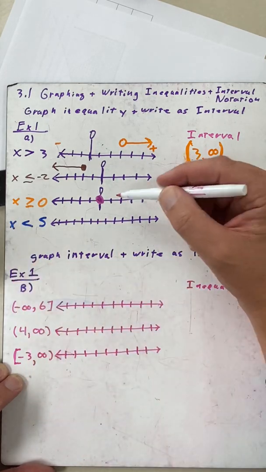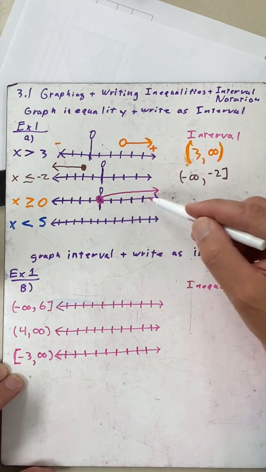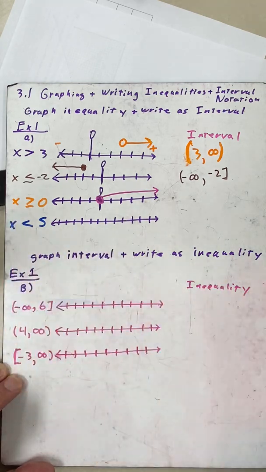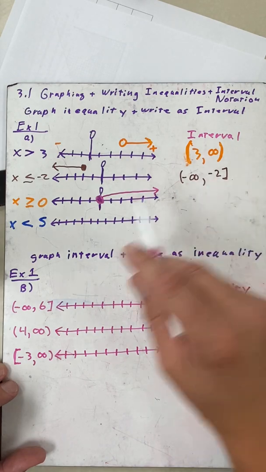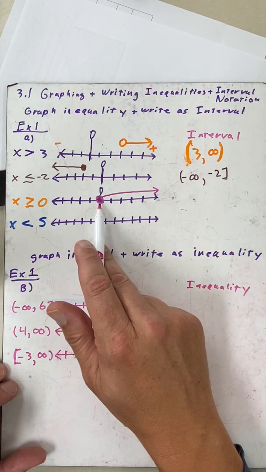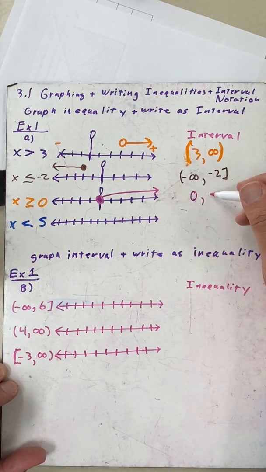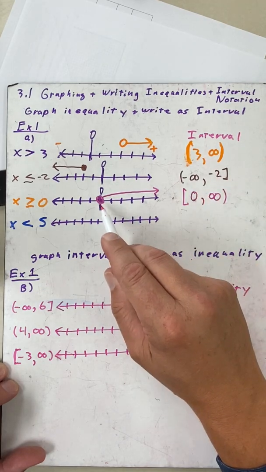Numbers that are greater than 0, once again, go to the right. So any number over here, if I plug it in for X, will make this a true statement. 3 is greater than 0. So once again, starting on the left side is 0. And as it goes to the right, it goes to infinity. Bracket, parenthesis, because it's filled in.